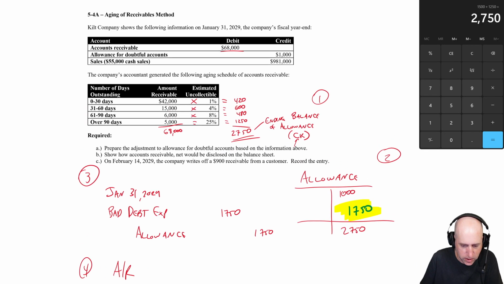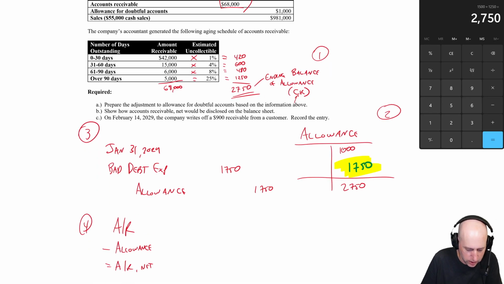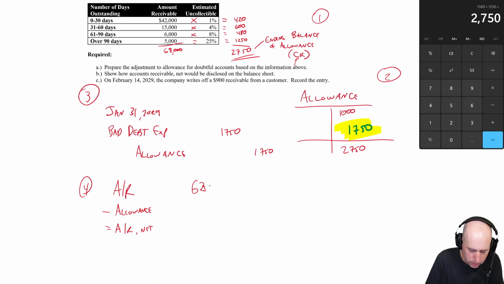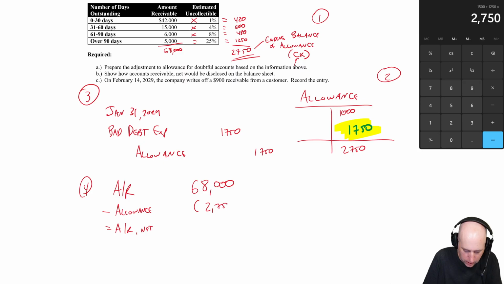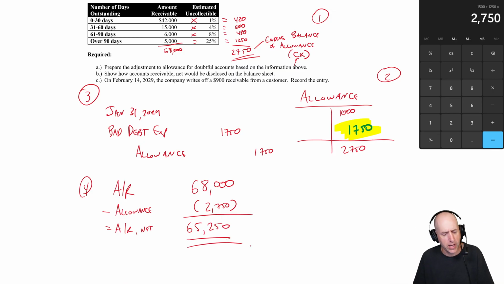Our company's accounts receivable is $68,000. Our allowance for doubtful accounts is the ending balance of the allowance, not $1,750. That's a mistake students make. It's $2,750. AR minus allowance is AR net. This is going to be $65,250. And remember what this is saying.